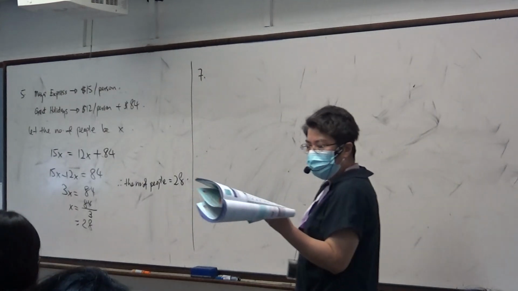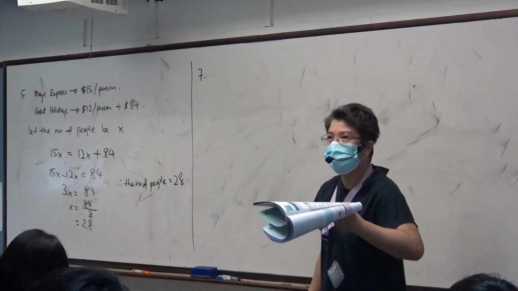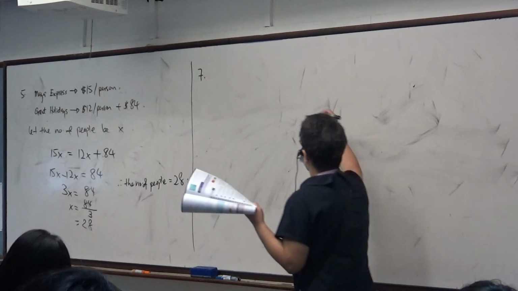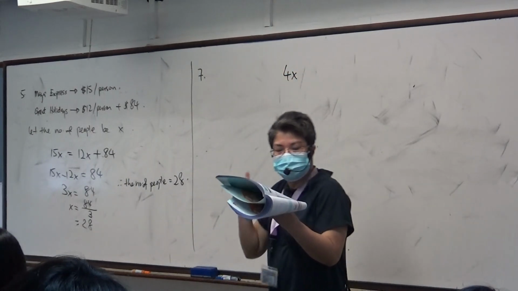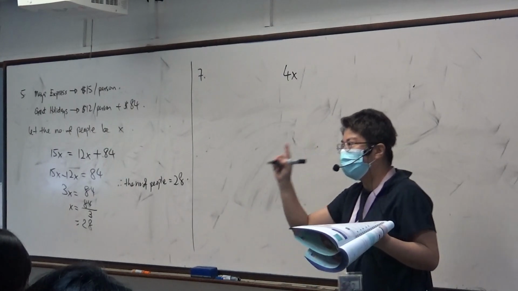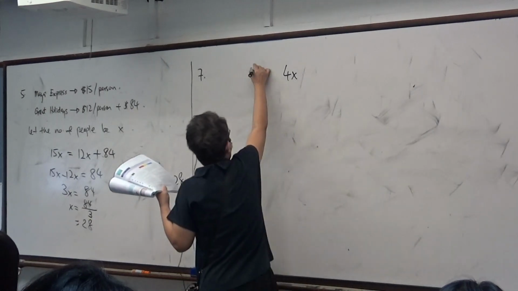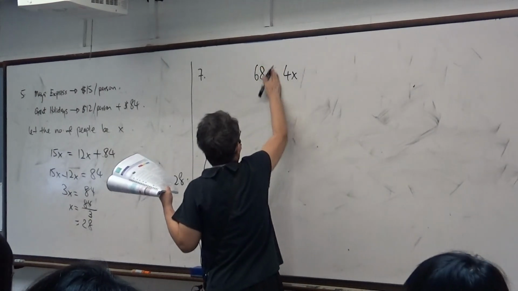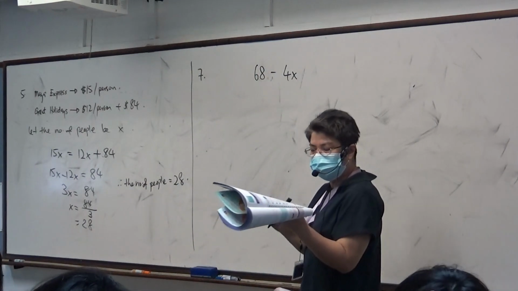When a number x is multiplied by 4. Now when you multiply by 4, what does it mean? 4x. Then subtracted from 68. Is it 4x minus 68 or 68 minus 4x? Yes, subtracted. So 68 minus 4x, right? Okay, now look at the question.